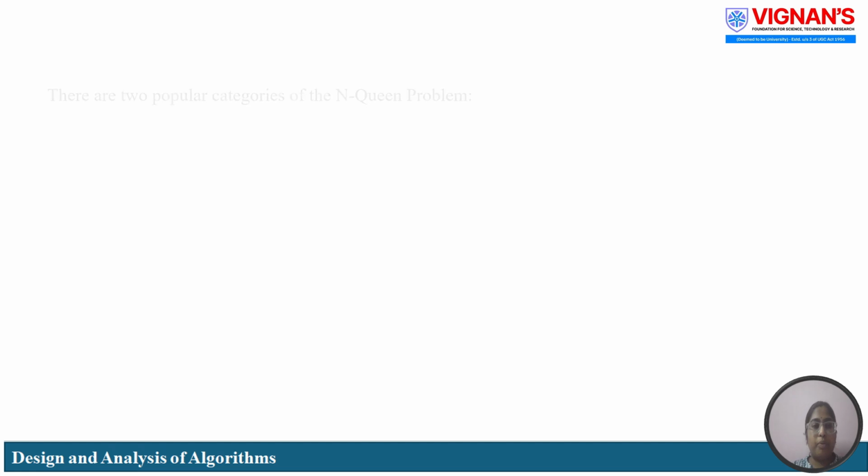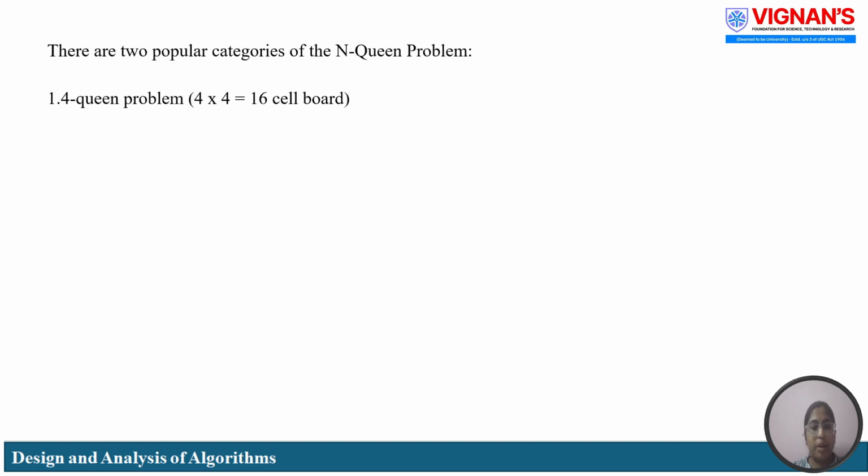In an NQueen problem, we have two popular categories. The first one is the 4-queen problem, which consists of 16 cells on a 4 by 4 chessboard. The next one is the 8-queen problem, an 8 by 8 chessboard, which consists of 64 cells.